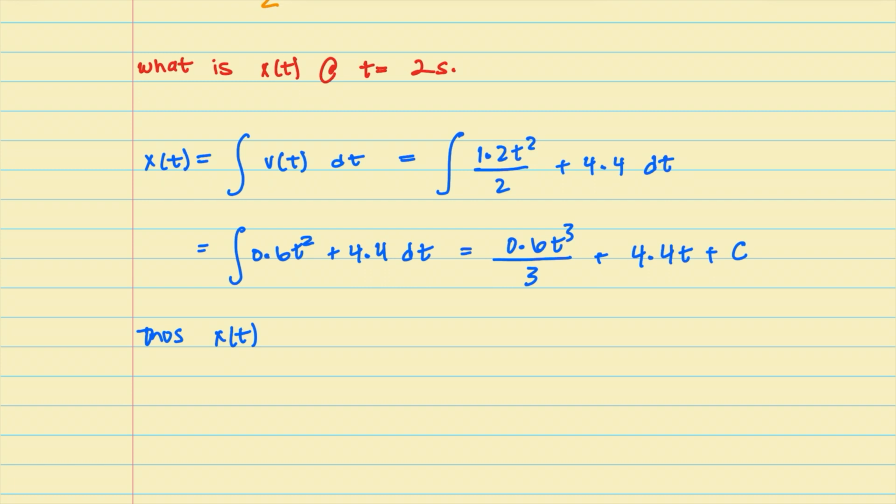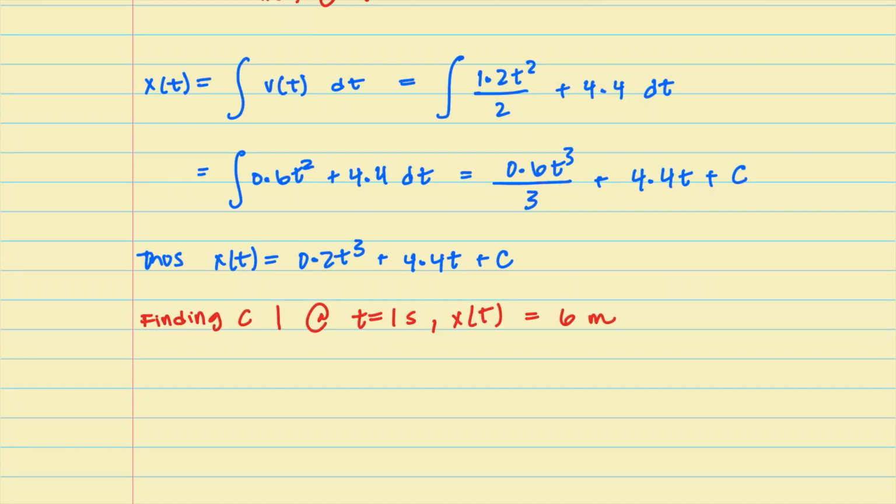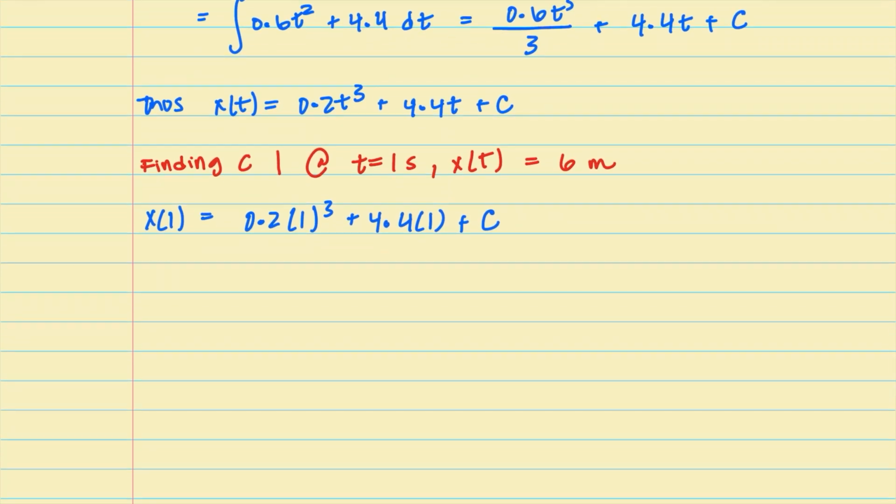Thus, our position as a function of time is equal to 0.2 t to the power of 3 plus 4.4 t plus c. And so before we evaluate our position at time equal to 2 seconds, we're going to have to find what our arbitrary constant is using the initial condition that at t equal to 1 second, our position is 6 meters. And so we'll have x of 1 equal to 0.2 times 1 to the power of 3 plus 4.4 times 1 plus c. Now, we know that at time equal to 1 second, our position is 6, and so our equation becomes 6 equals 0.2 plus 4.4 plus c.